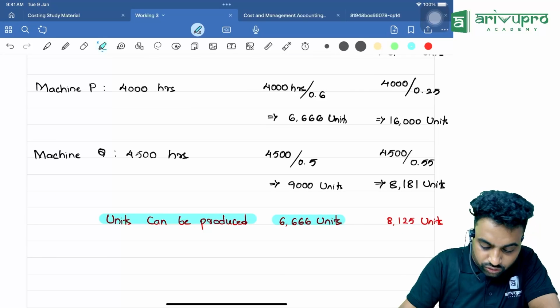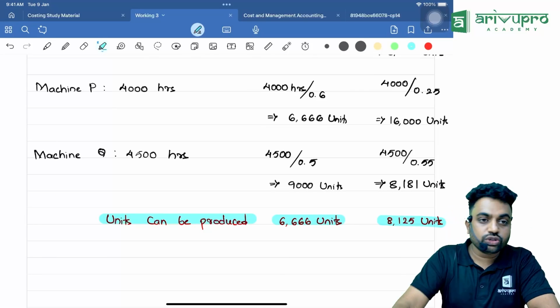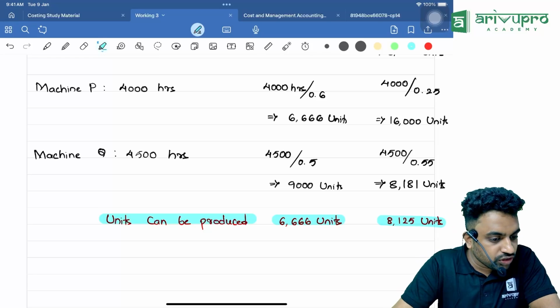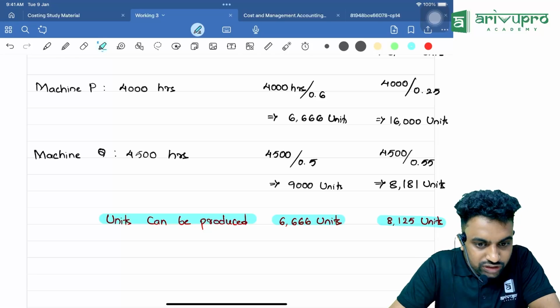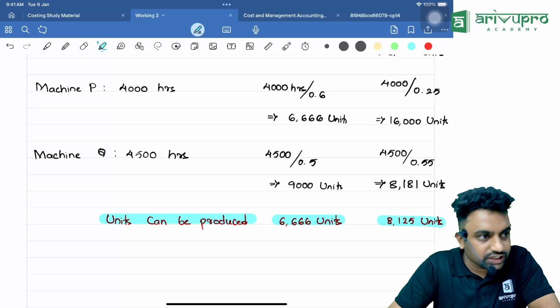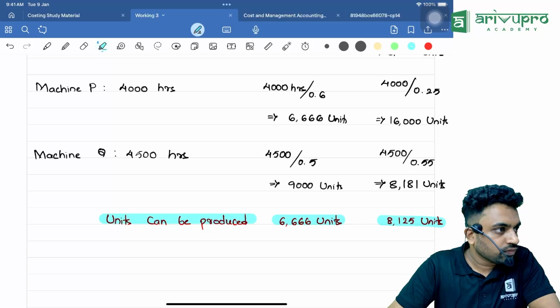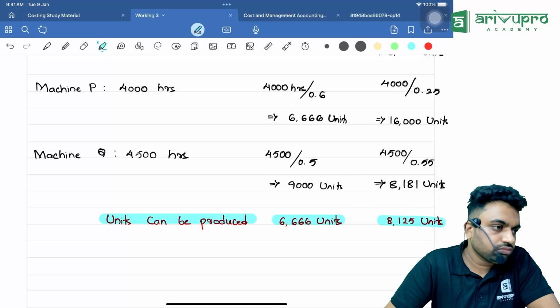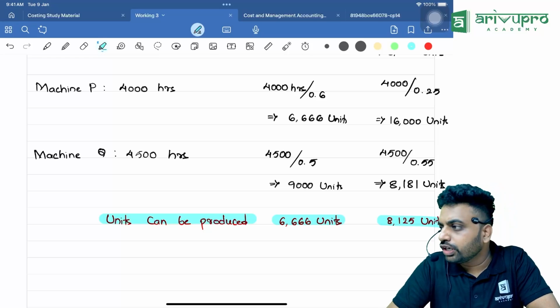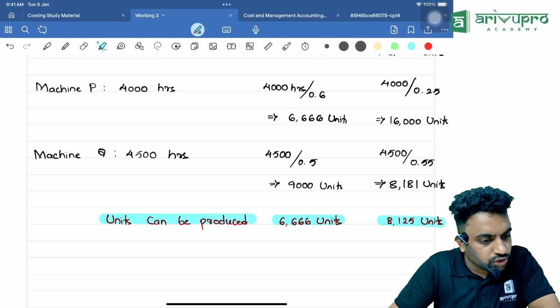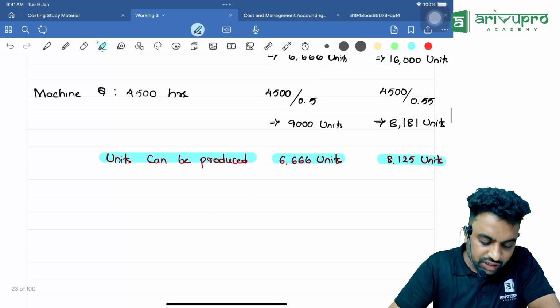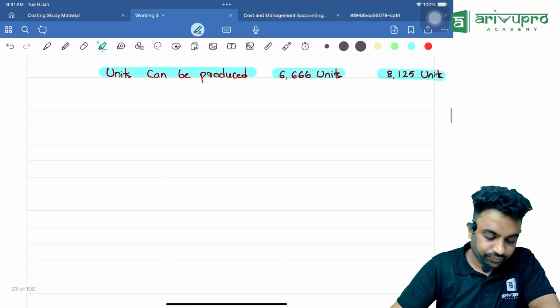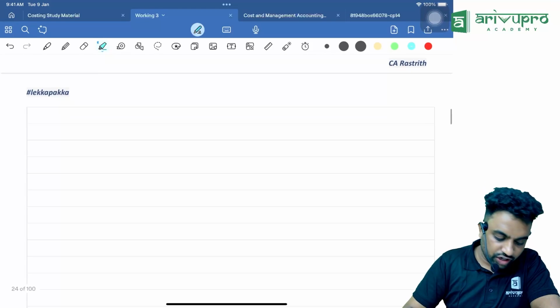Now we got to know how many units of A can be produced during the year, how many units of B can be produced during the year. We haven't finalized yet whether to produce A or B. That we have to discuss now. That is, whichever gives us more contribution, we will go for that. Simple. If A gives more contribution, go for A. If B gives more contribution, go for B. Now shall we compute the contribution? Computation of contribution.